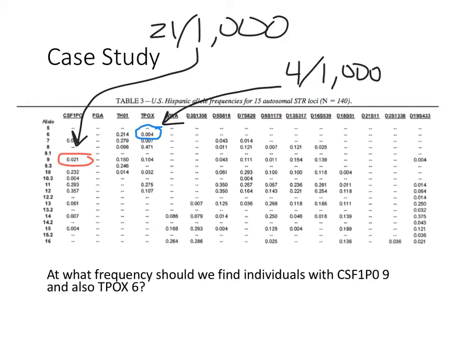It's the same statistical analysis we've done with everything else in class so far. Independent probabilities multiplied together. So what's 21 over 1,000 times 4 over 1,000, or 0.021 times 0.004. Multiply those two together. That gives you the frequency of both. How many people should have the one and the other at the same time? It's a really small number. It's 0. Did anybody do it?